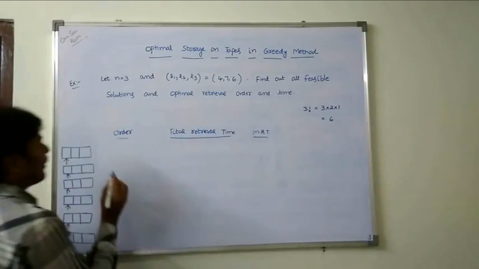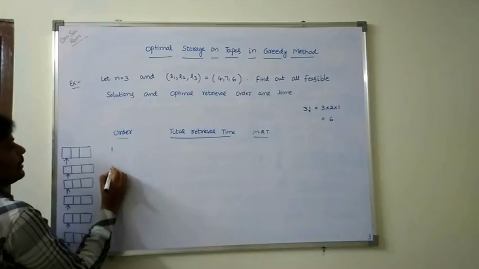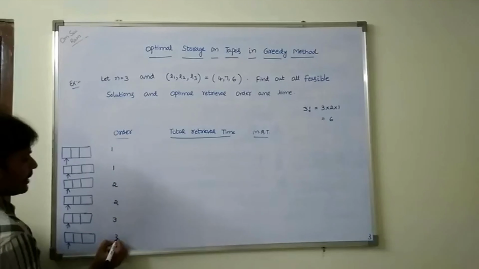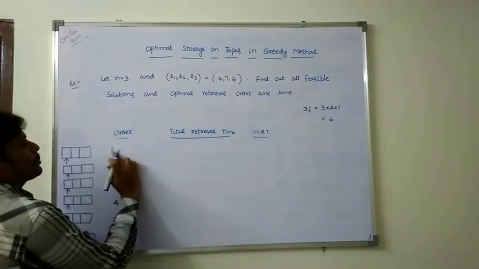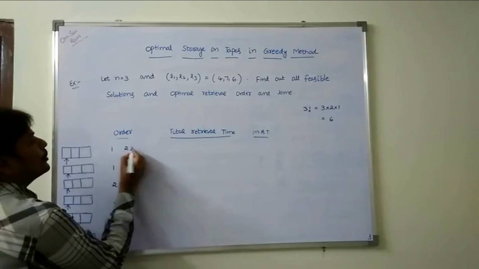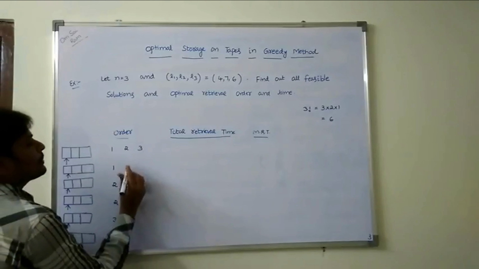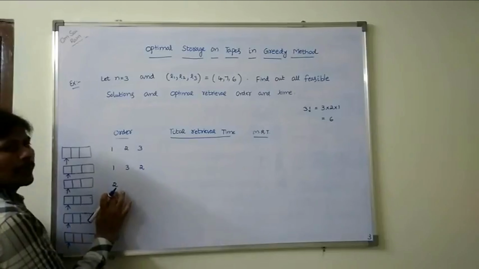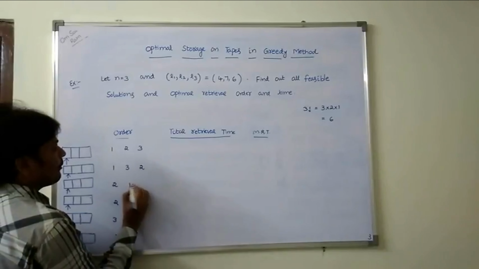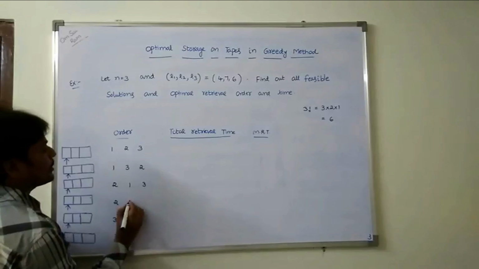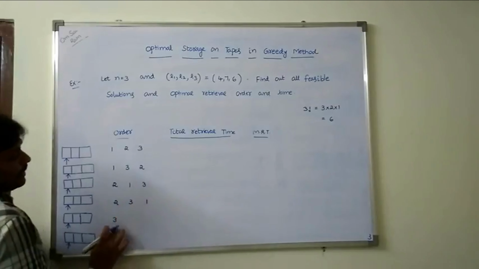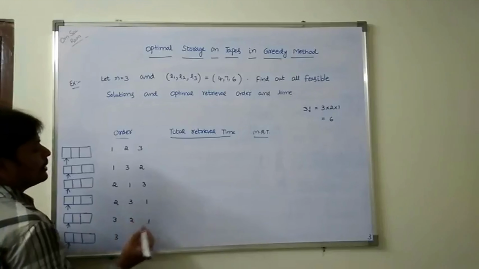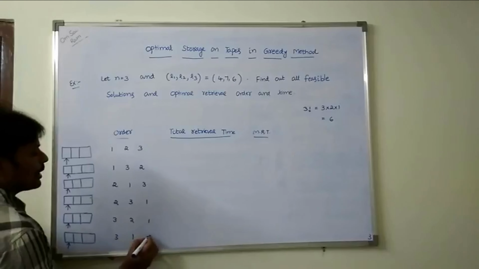So how to write the order? Suppose 1, 2, 3. We can take the first program, the remaining are 2, 3. We can swap these, so that is 3, 2. We can take the second program, the remaining are 1, 3. We can exchange these, 3, 1. Next we can take the third program, the remaining programs are 2, 1. We can exchange these, 2, 1.